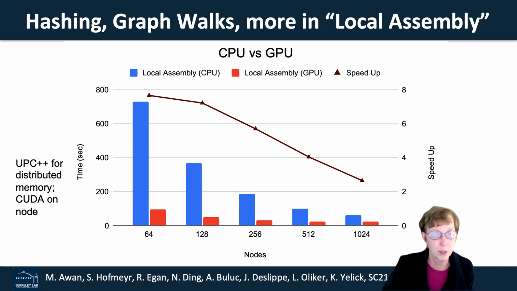And this shows the benefit of the GPUs, that this is the CPU running time in blue and the GPU running time in red on a number of different nodes. So again, a problem that doesn't seem like it's necessarily a very good match for GPU, but turns out to actually speed up quite effectively.